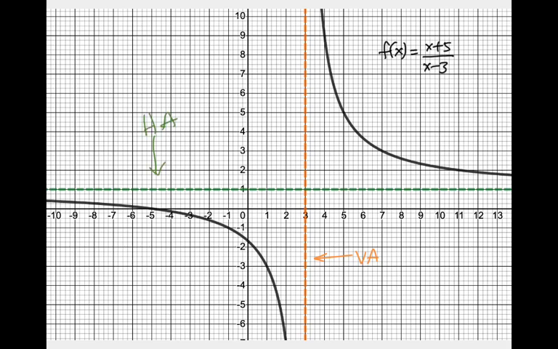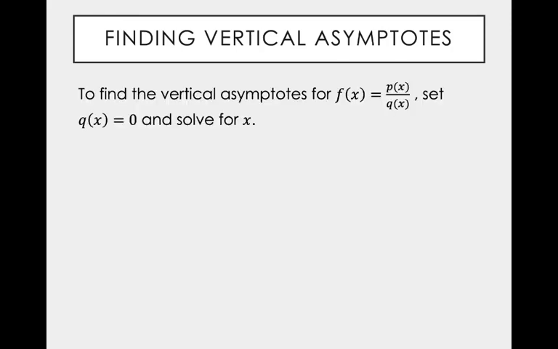Okay, and we talked about how the vertical asymptote had everything to do with division by 0, but that the horizontal asymptote was a little bit different. All right, so let's figure out how to find vertical asymptotes first. And like I said, this is just going to be looking for a division by 0. So to find the vertical asymptotes for a rational function, we set q of x, our denominator, equal to 0, and then solve for x.